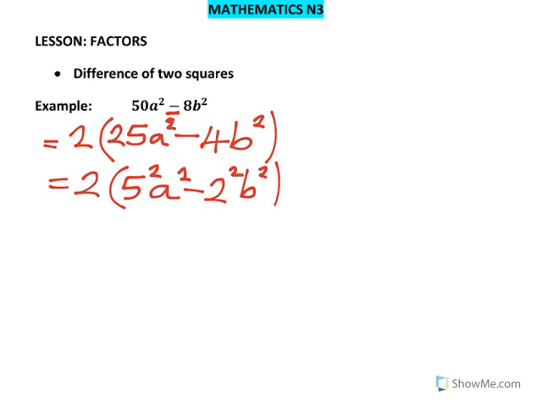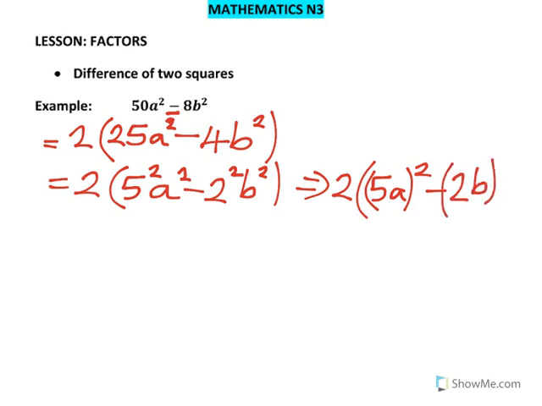Now, using the concept of the difference of two squares, you can actually rewrite this as 2, open brackets, (5a) squared, minus (2b) squared. It is also allowed. You can actually do that, and then you close that other bracket.